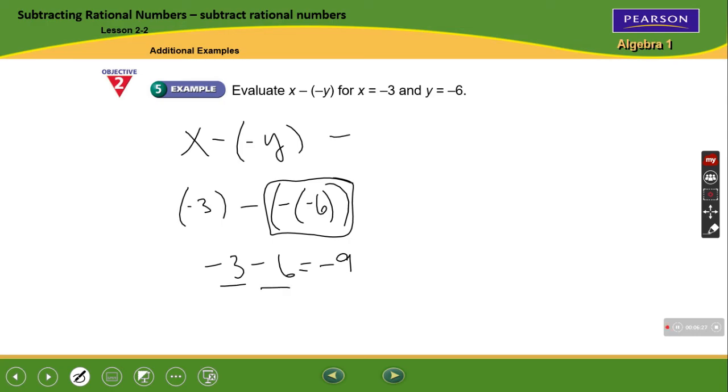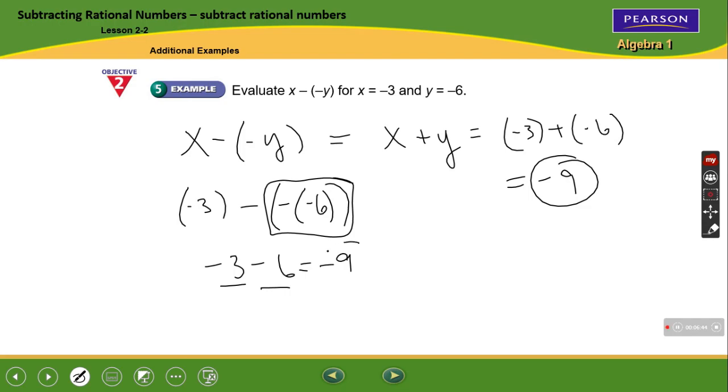Here's another way to do it. You could simplify the original expression. x minus negative y is the same as x plus y. That's going to make this a lot easier. So if we do it like that, that's the same thing as negative 3 plus negative 6, which is equal to negative 9. Either way, you get the same answer. I'd say this one over here, a lot easier to do it that way.